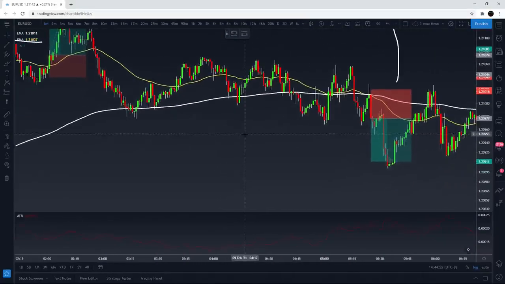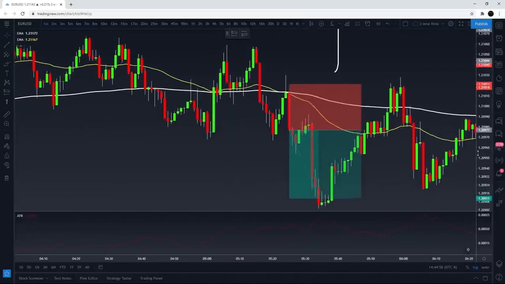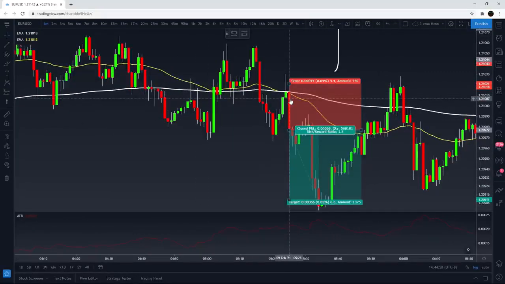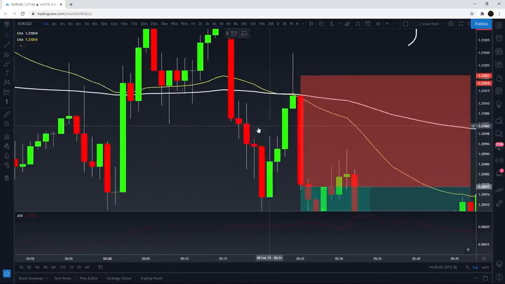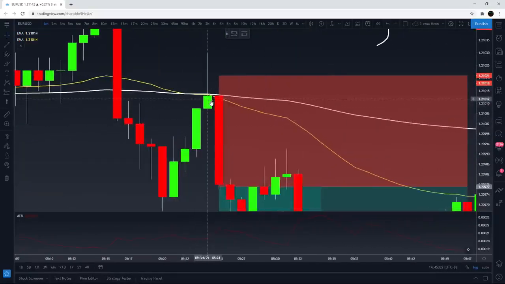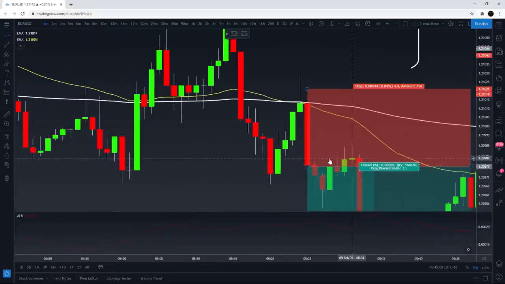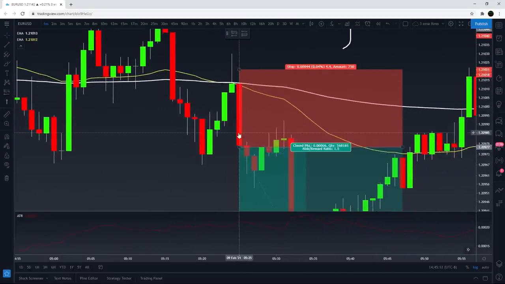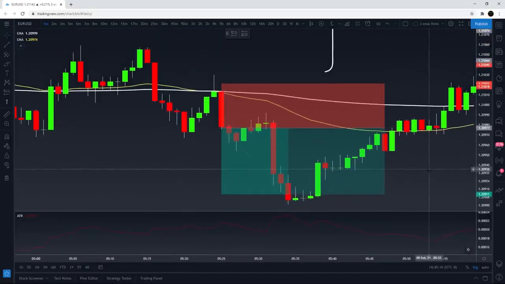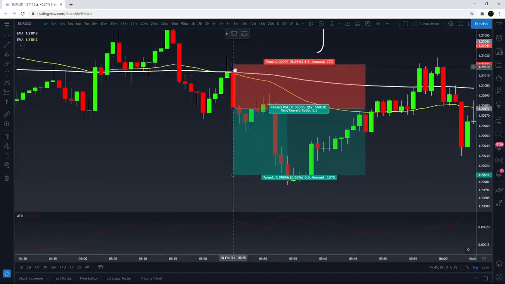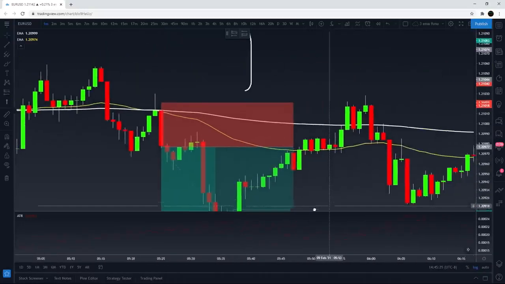Here's another one. So we got the cross down right here, and immediately we get that pullback into it. The first 2 candles are on that 50 period EMA, and we get the red close back down below, and simply set up our normal risk management, 2 times ATR, 4.4 pips, and targeting 6.6 pips. All right.